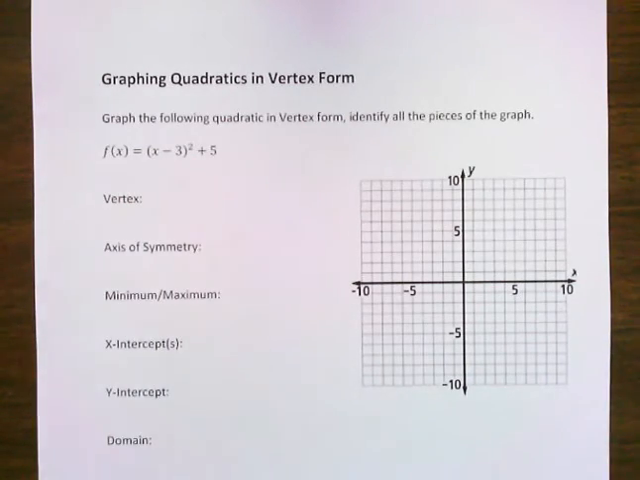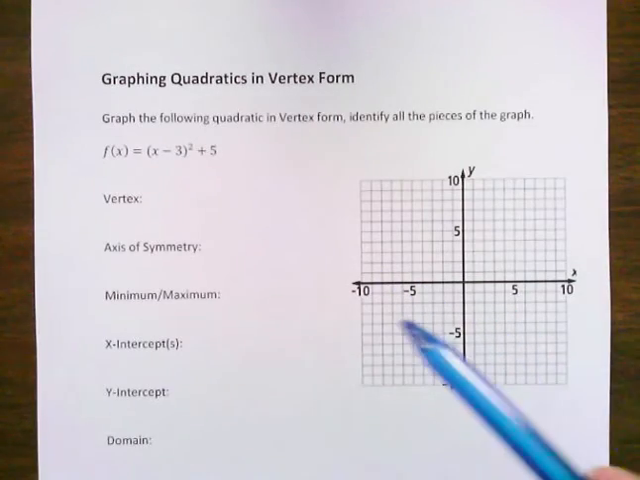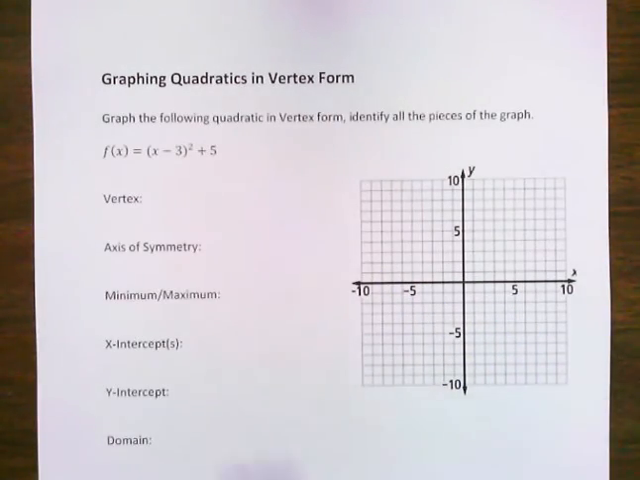Hey guys, let's talk about graphing quadratics in vertex form. So, the problem I have here is we're going to graph the following quadratic, which is in vertex form, and identify all the pieces of the graph. So we're going to be talking vertex, axis of symmetry, minimums, maximums, x and y intercepts, and domain and range.